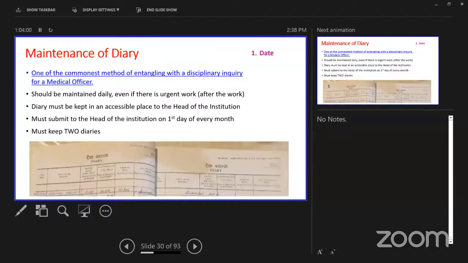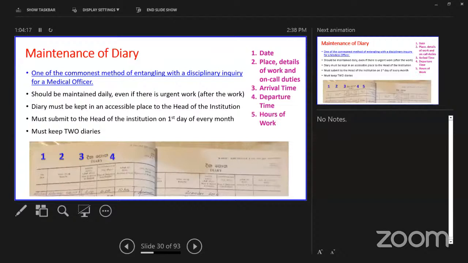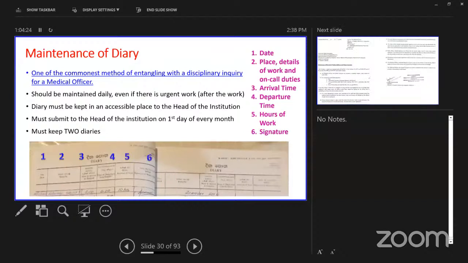One thing, the date should be there. Place, details of work and on-call duties. You must mention those things in the second column. Third column, arrival time. Fourth column, departure. Fifth column, hours of work. Sixth is the signature. So these are the components of a diary. So you need to keep two diaries, submit to the head of the institution on the first day of every month, and keep them in an accessible place for the head of the institution.